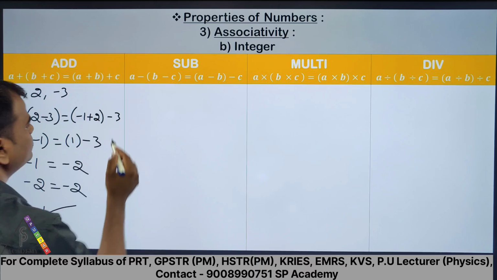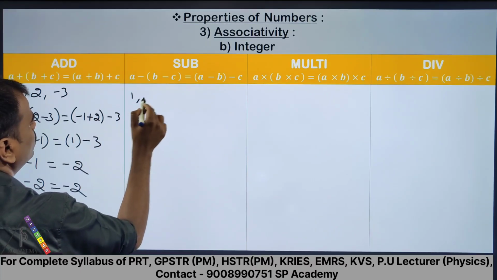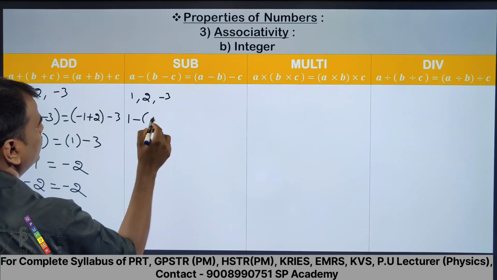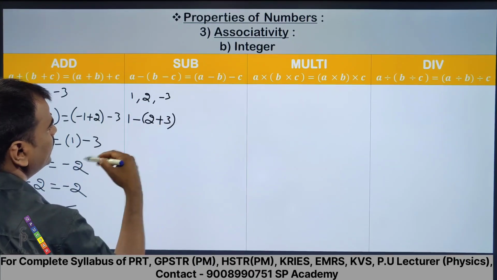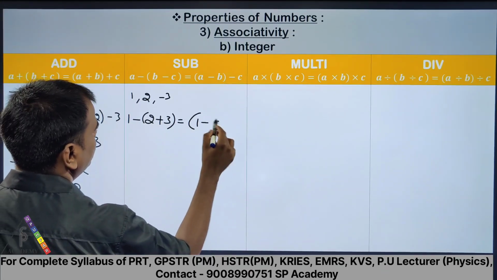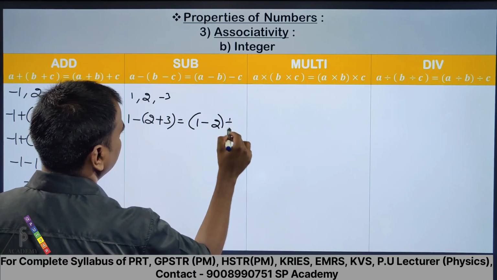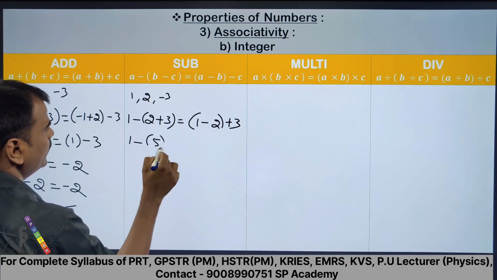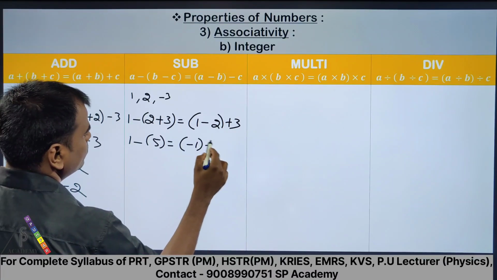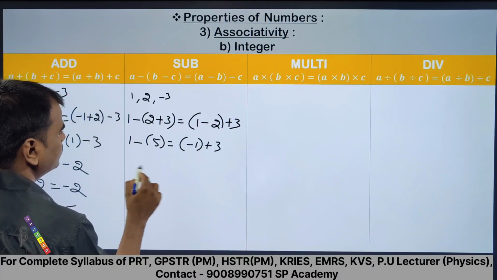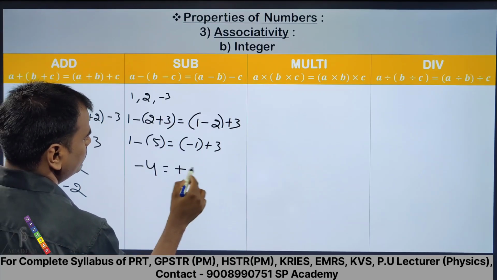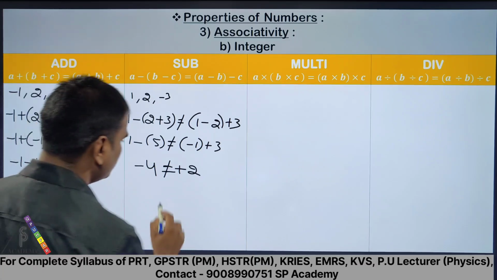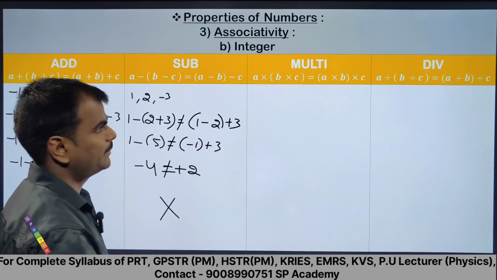Next, subtraction. Take 1, 2, minus 3. 1 minus of 2 plus 3, since minus into minus is plus. This is 1 minus 2, minus into minus plus 3. Therefore, 1 minus 5 minus 1 plus 3. This is minus 4 and plus 2, which is not equal. Associative property is not valid under subtraction.